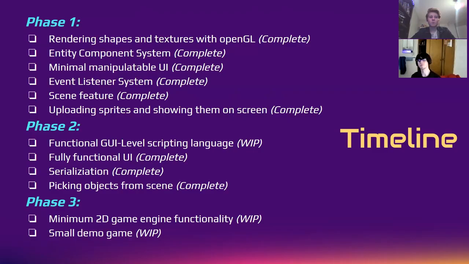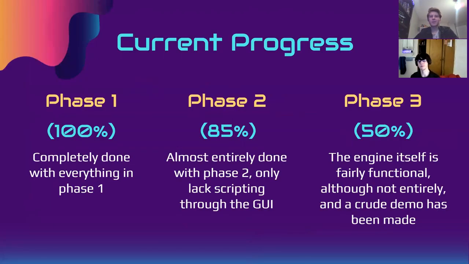And we wanted to be able to pick objects from the scene. So just basically select them and modify them in some way. In phase 3, we want minimum 2D game engine functionality, though this is still a work in progress because the game engine isn't finished. We also wanted to get a small game demo finished so that we could show it off. So this is just a breakdown of our current progress of all the phases.